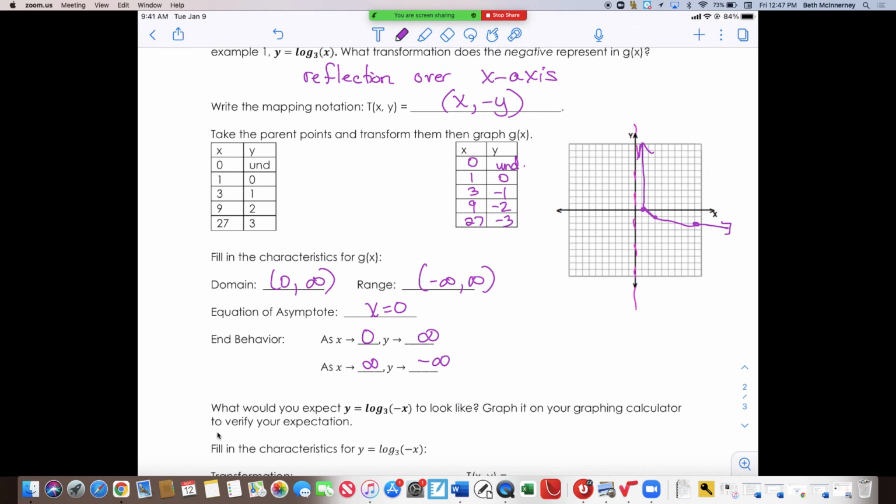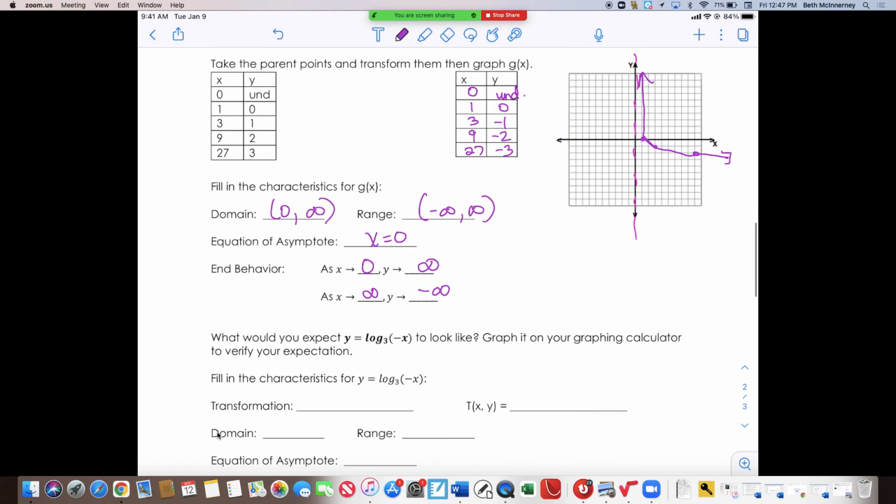All right, the last thing, we're not going to actually make a sketch, but we're going to do this on our calculators. What would you expect with y equals log base 3 of negative x? What should happen? Good job. That is a reflection. Let's write it down. We'll do it here in the transformation. That's a reflection over the y-axis.